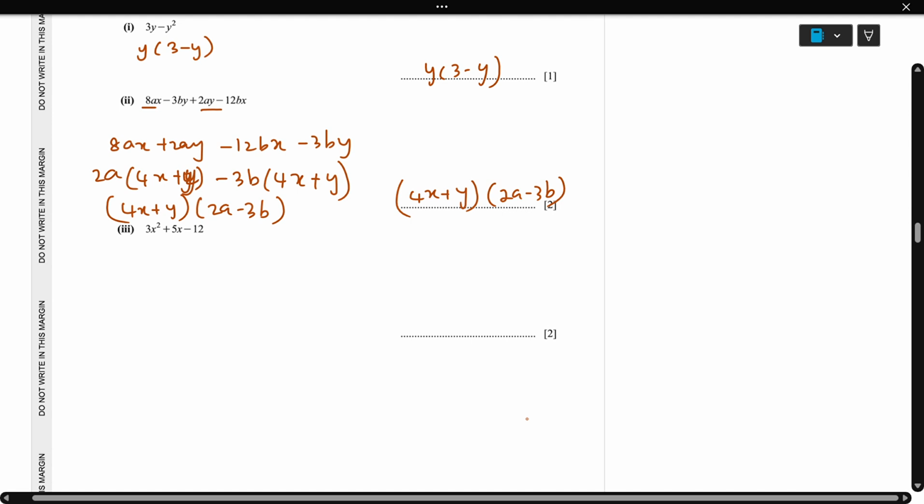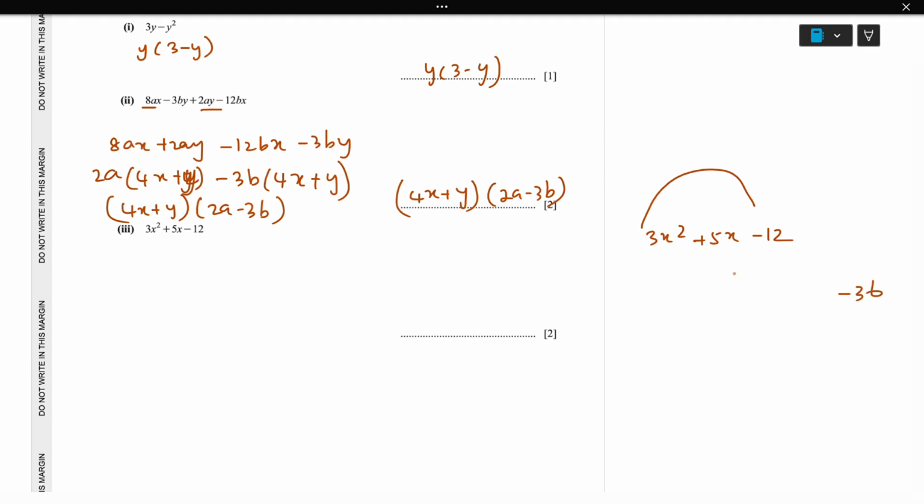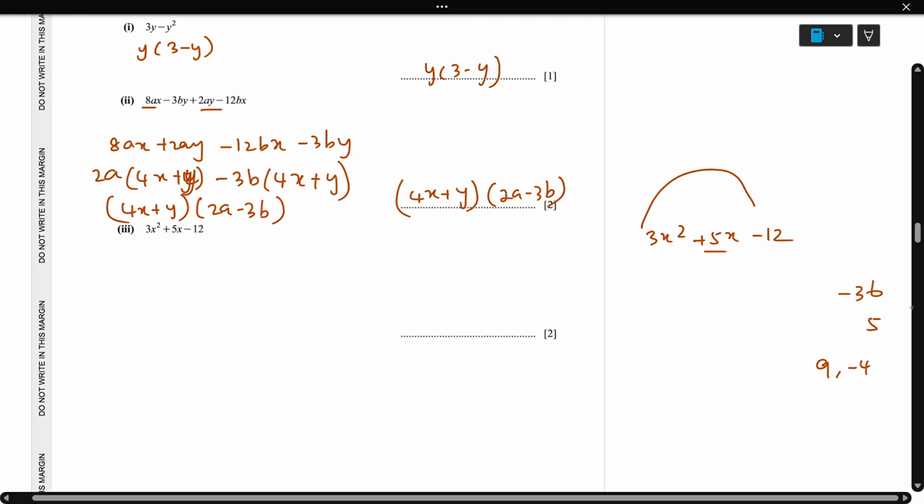The next question, 3x square plus 5x minus 12. Just factorize. At the extreme, when you multiply, minus 36, the middle number is 5. Two numbers, when you add up, we are to get 5, and when you multiply, we are to get minus 36, which is 9 and negative 4. 9 times 4 is 36, so 9 times negative 4 is negative 36. When you add up 9 and negative 4, we'll get positive 5.